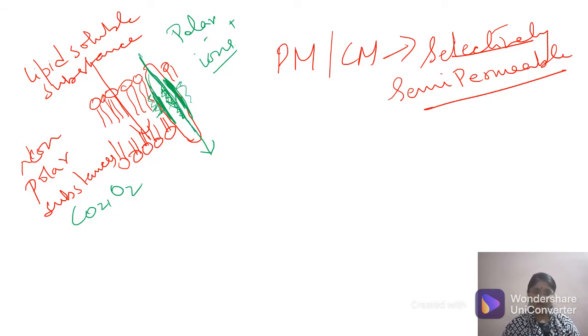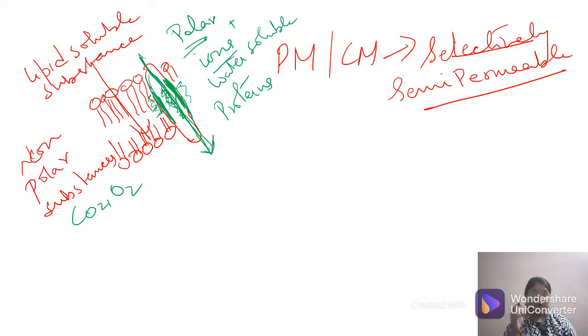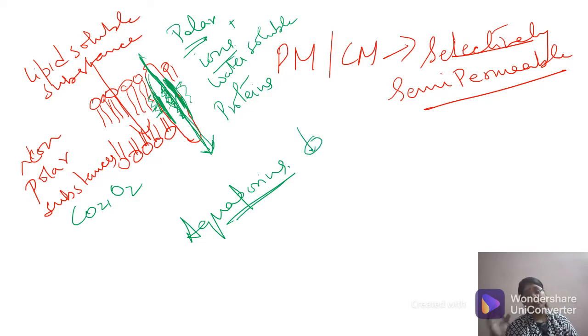So how will these water soluble substances and polar ions pass? They will pass through these proteins. Remember that there are various channels, like aquaporins. It's a kind of channel through which water can pass, and it is present from bacteria till humans. Basically they are gated channels. It's not that they are open every time.